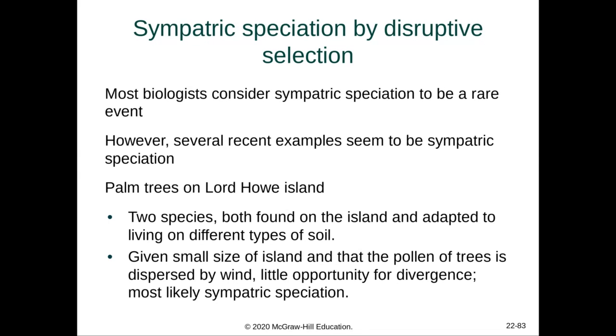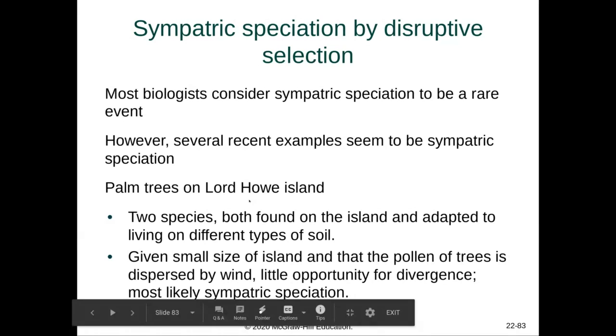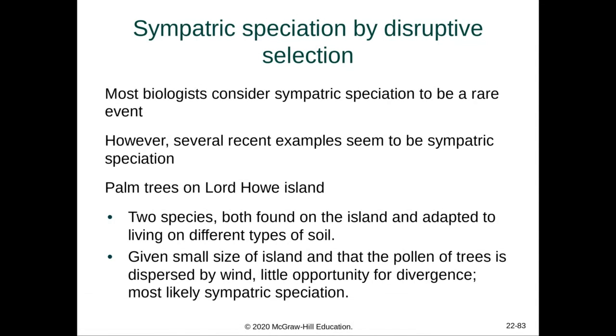Now, this idea of allopatric versus sympatric speciation actually seems to be not all that common, right? We think that sympatric speciation is relatively rare, and allopatric speciation is by far the most common mechanism of speciation. However, we do know there are examples of sympatric speciation. So for instance, palm trees on Lord Howe Island, an island in the Pacific. 2 species of palms, both found on the island and adapted to living on different types of soil. So they live together, but adapted to just 2 distinct environments.